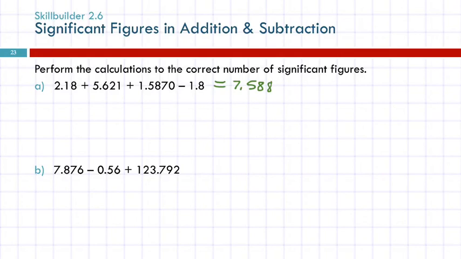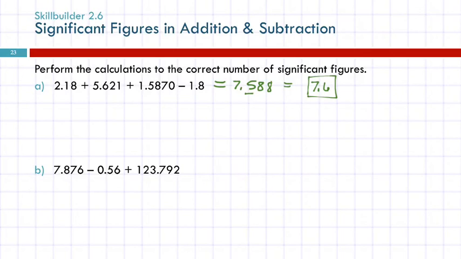So how many decimal places should this result have? 1. We're looking for the number with the fewest decimal places. This one has 2, 3, 4, and 1. So I need to round this to 1 decimal place. This is the 5. And so I'm going to say this is 7.6. Any questions?